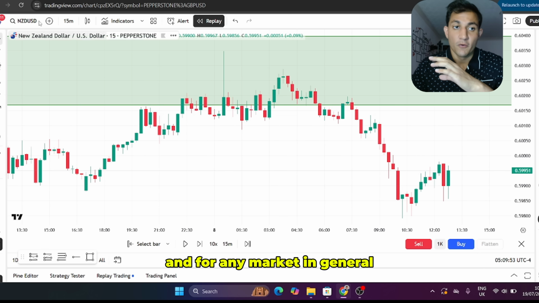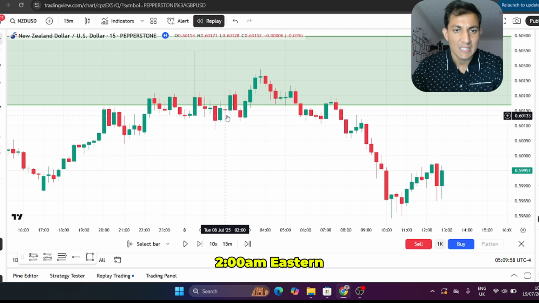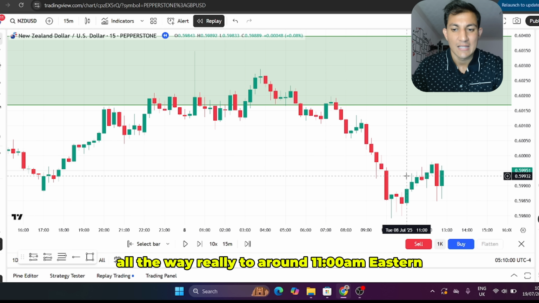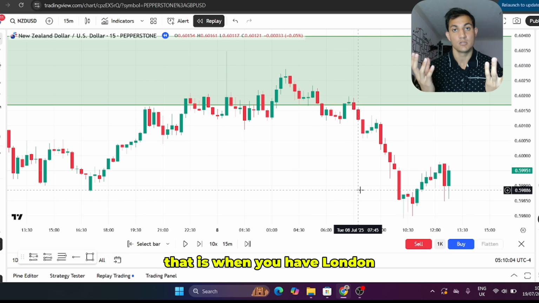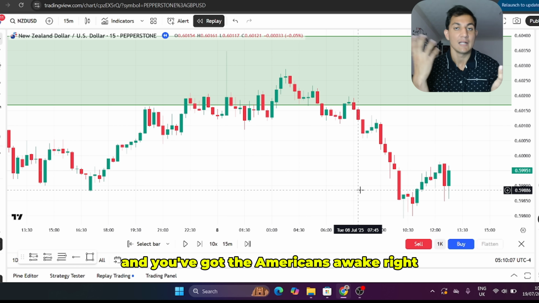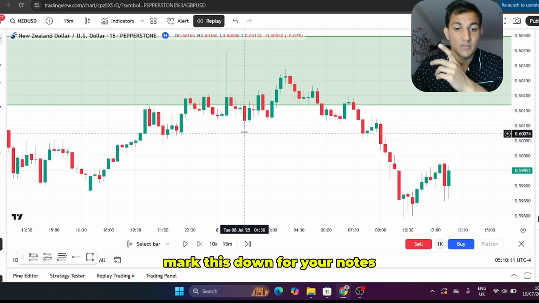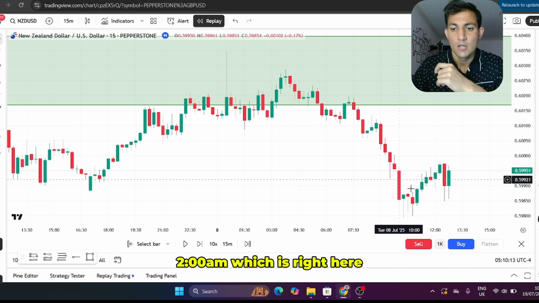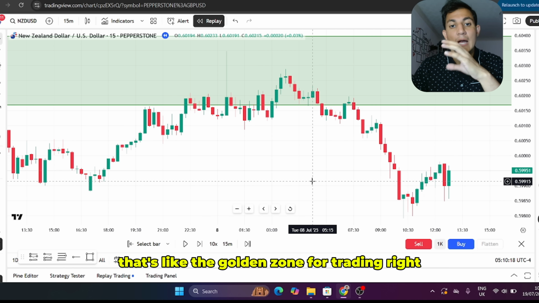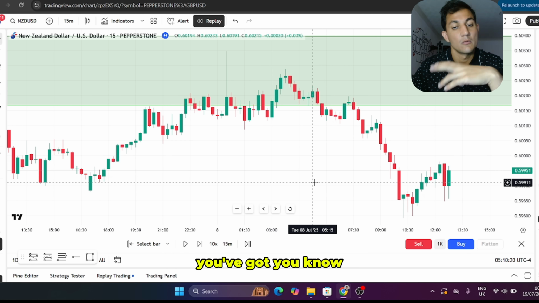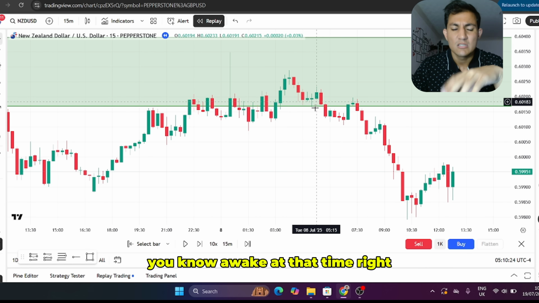But for forex and for any market in general, 2 a.m. Eastern, all the way to around 11 a.m. Eastern is like the golden move. That is when you have London, so you've got all of Europe awake and you've got the Americans awake, that big overlap section. So mark this down for your notes: 2 a.m., which is right here, all the way until 11 a.m. That's like the golden zone for trading, because you've got Europe, the Middle East like Dubai, and the Americans all essentially awake at that time.